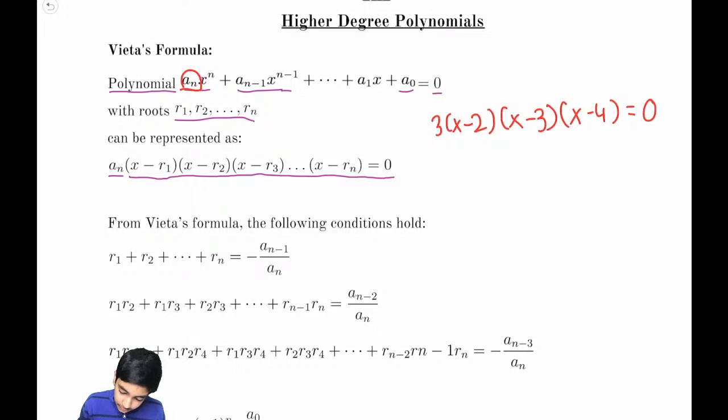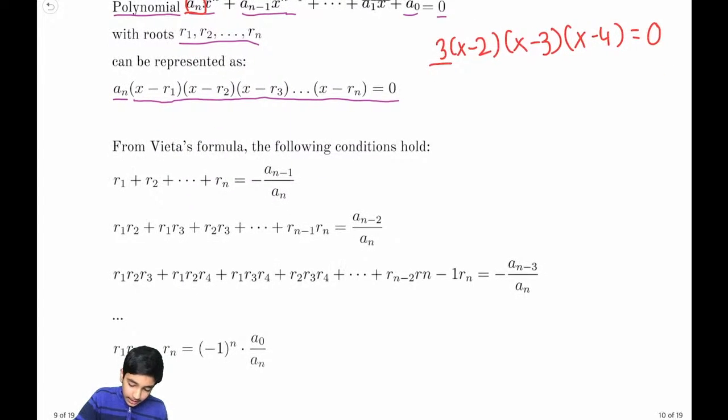Because you can factor it as (x − 2)(x − 3)(x − 4). So the 3 roots will be 2, 3, and 4. And this is the constant in the beginning. Okay, so now from Vieta's formulas, we have the following conditions.